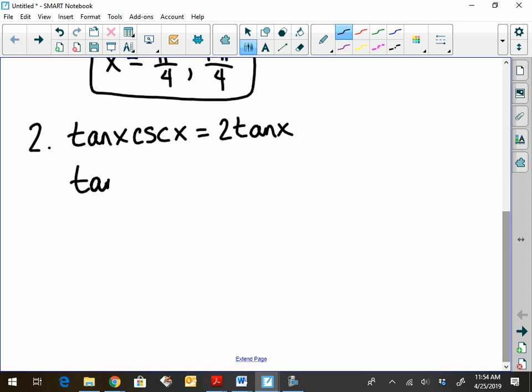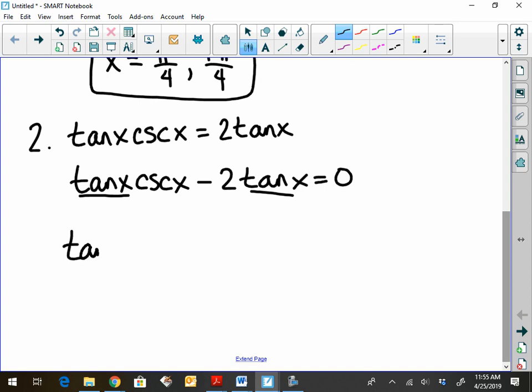So tangent of x cosecant of x, and this is a positive 2 tangent of x, so I'm going to subtract 2 tangent of x on both sides. I'll move it, it gets equal to 0. Now I notice I have tangents, I have 2 tangents on the left side here, so I can factor those out. So when I factor them, I have tangent of x times cosecant of x minus 2 equals 0.